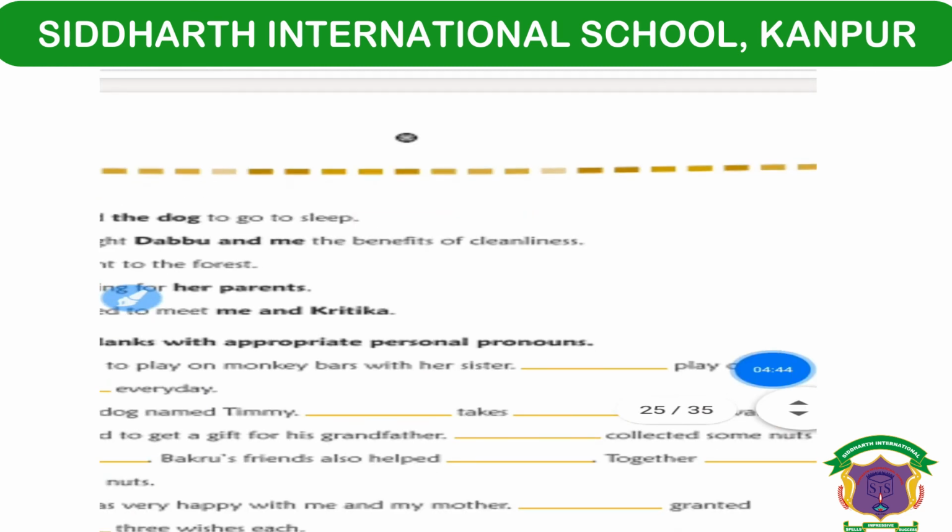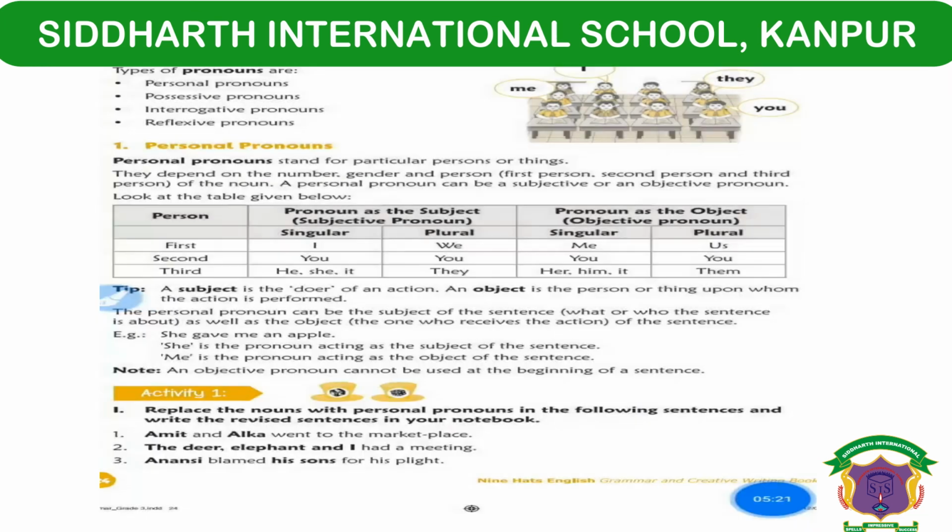Subjective, note down one point more. An objective pronoun cannot be used at the beginning of the sentence. Okay? And subjective pronoun can be used at the beginning of the sentence. But the objective pronoun cannot be used at the beginning of the sentence. Okay? Learn it. And example, she gave me an apple.